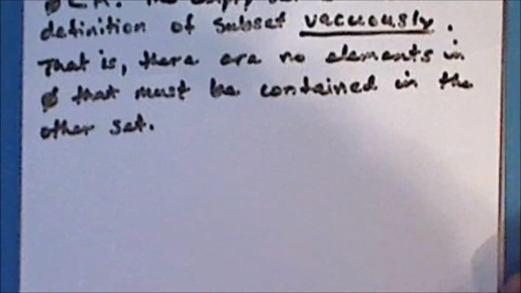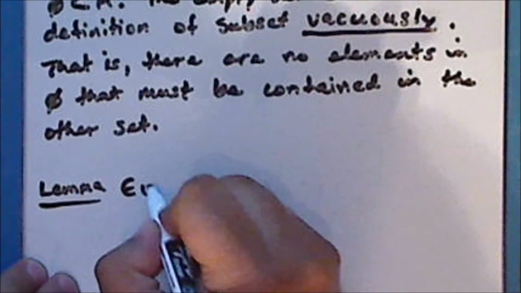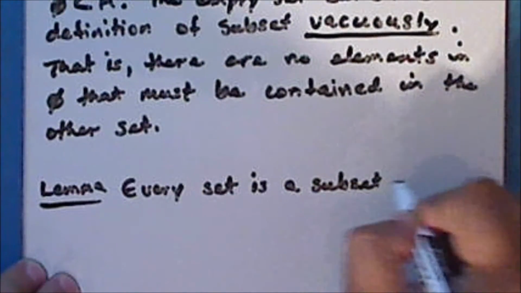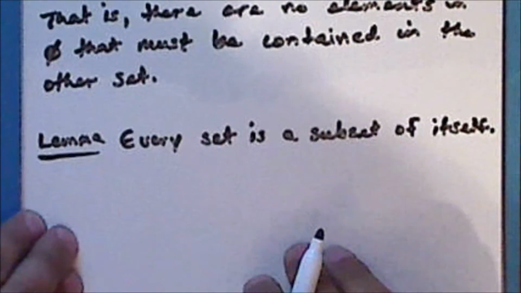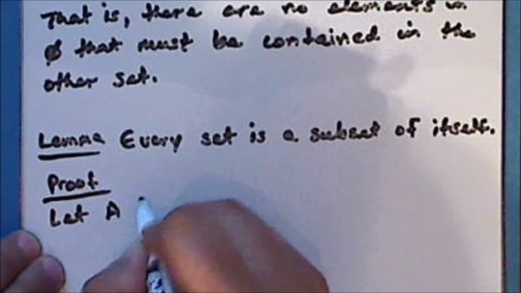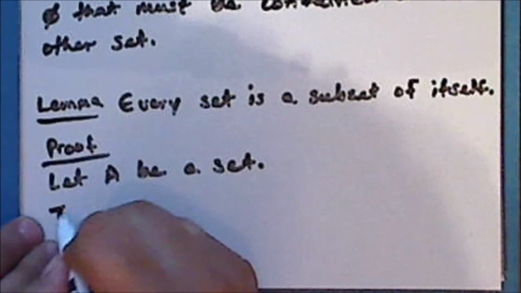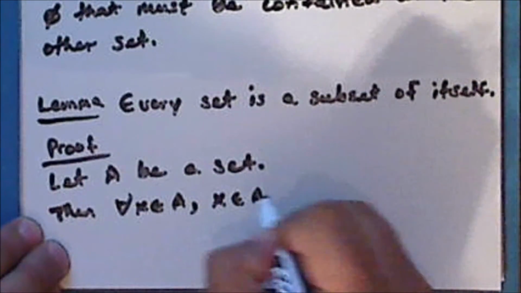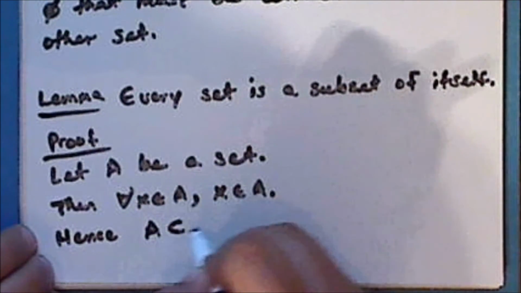So next we'll prove a lemma. Every set is a subset of itself. So proof, let A be a set. Then for every element x in the set A, that element x is in the set A, and hence A is a subset of itself.